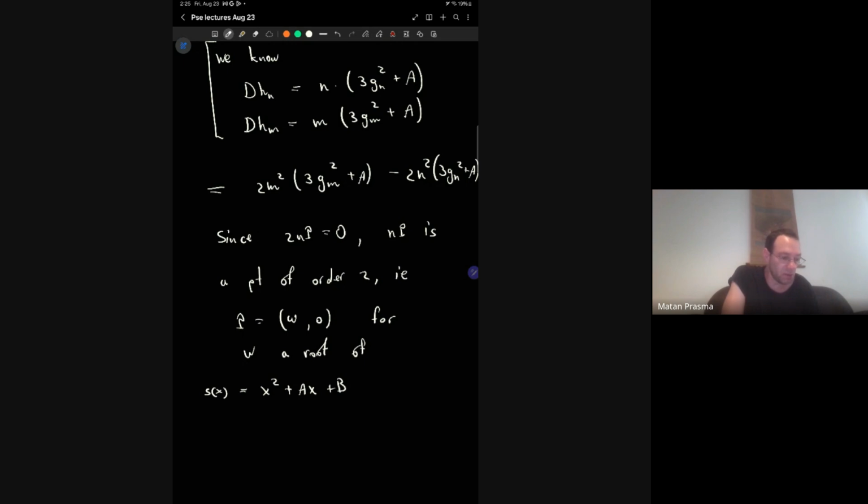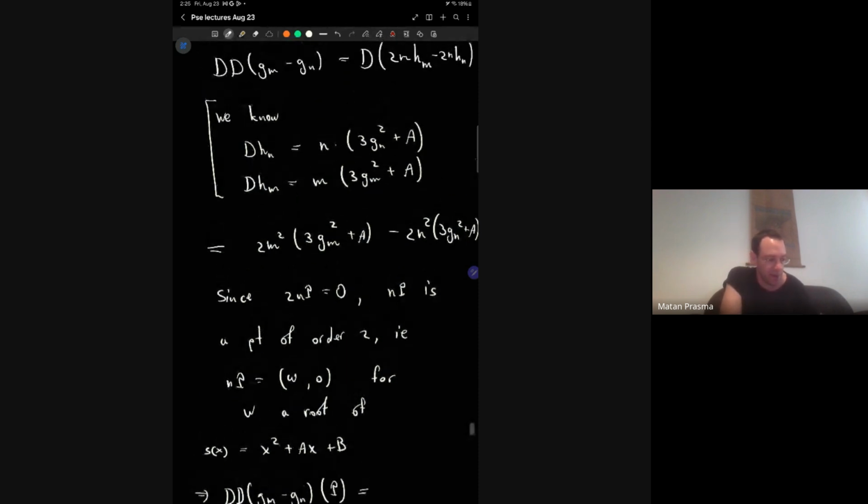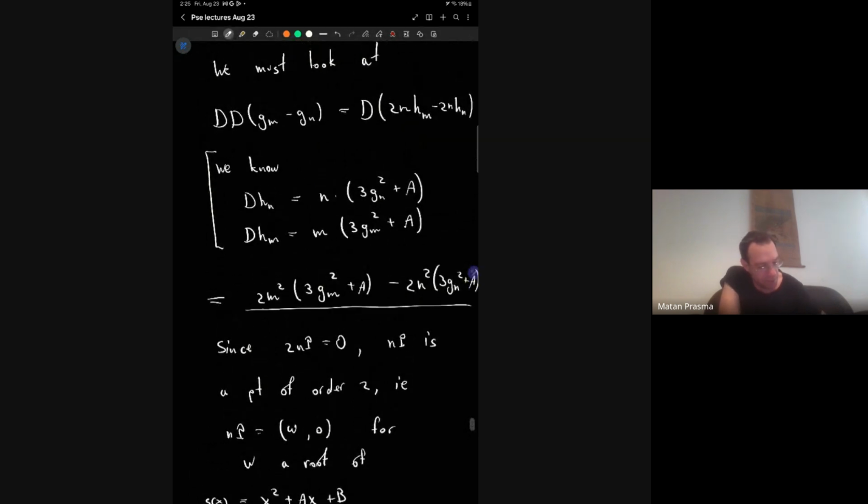Okay, so in particular, sorry, np is a point of order 2. It means that np is omega comma 0 for some omega. And now when I substitute np into this equation, I get the derivation of the derivation of gm minus gn evaluated at p is simply, I mean, here I have gm squared, and when I do it to p, it's like taking the x coordinate of mp and raising it to the power of 2.